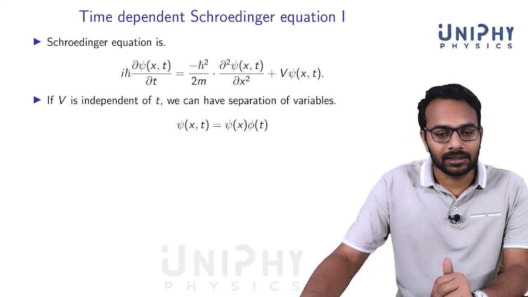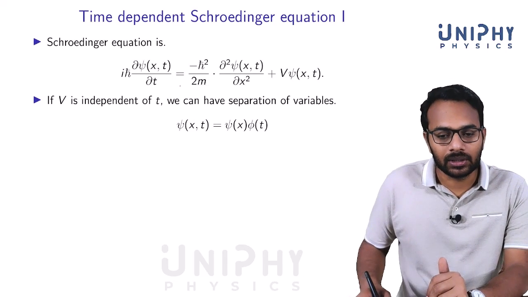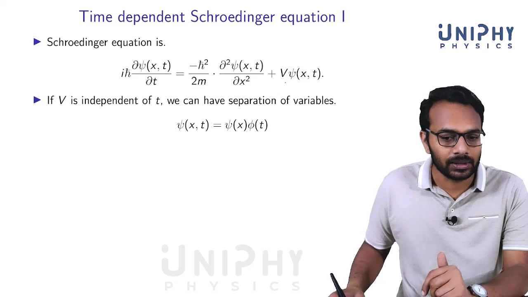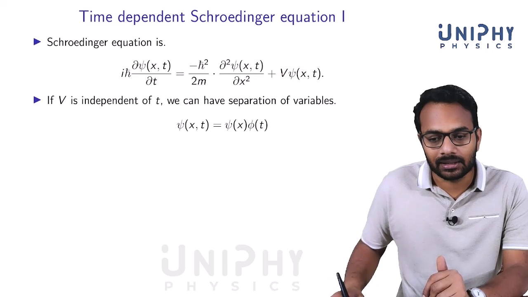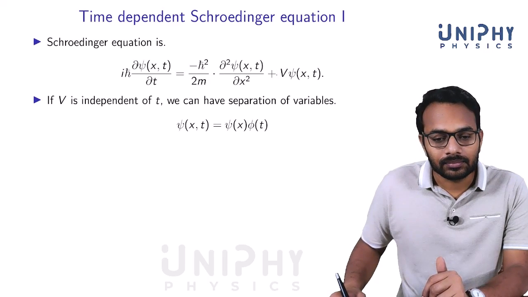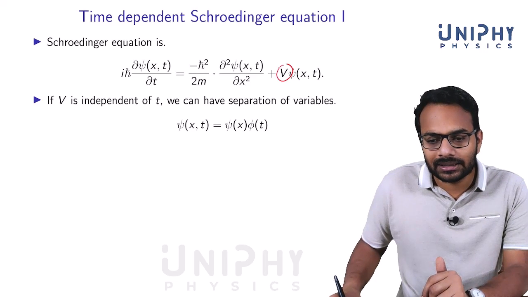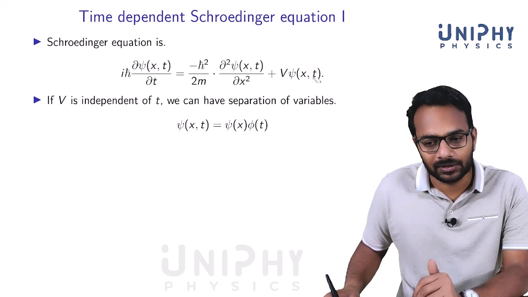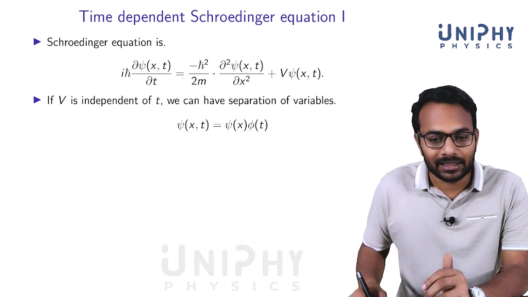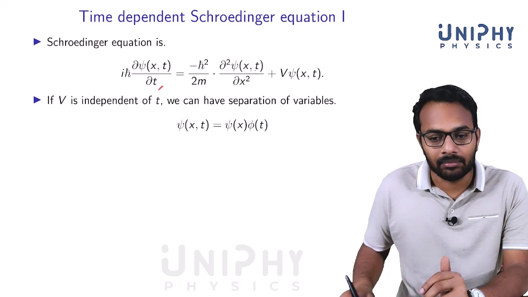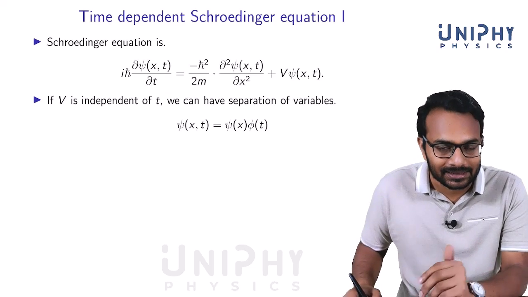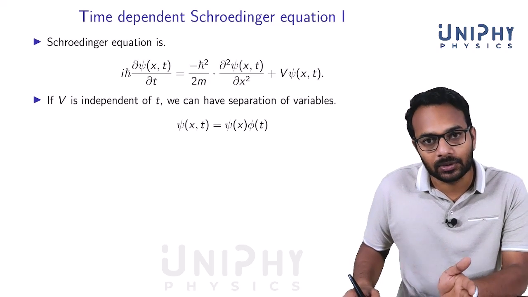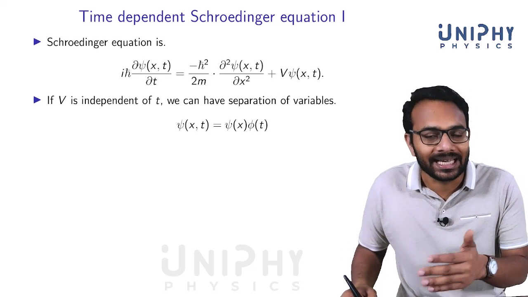So here is the Schrodinger equation. This is the full time-dependent Schrodinger equation. All right, and in the case where V is independent of t, if the potential is independent of time, if time does not appear here, then we'll see that one part of the equation depends on time and the other part does not. We can arrange things in such a way that one part depends on time and the other part depends only on x, only on space.